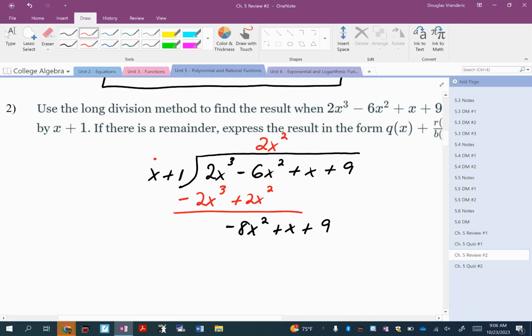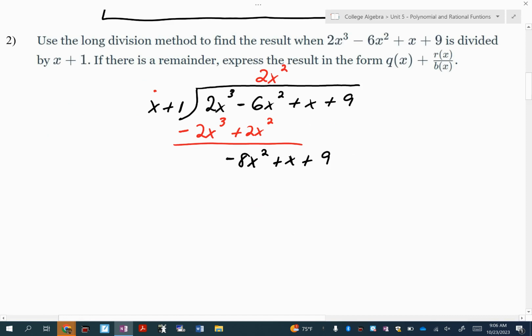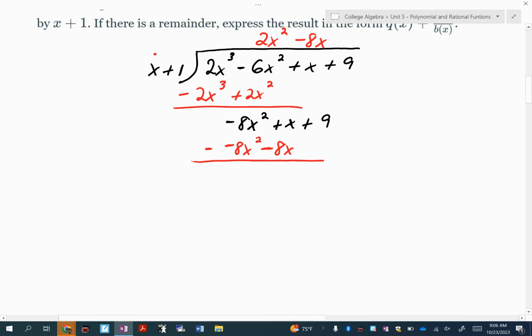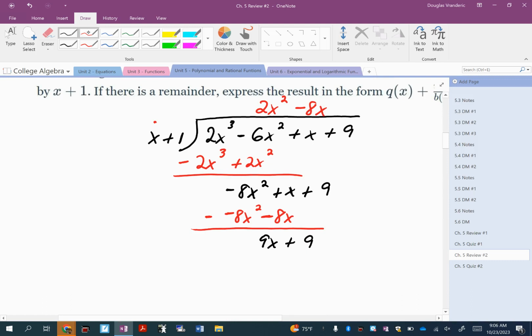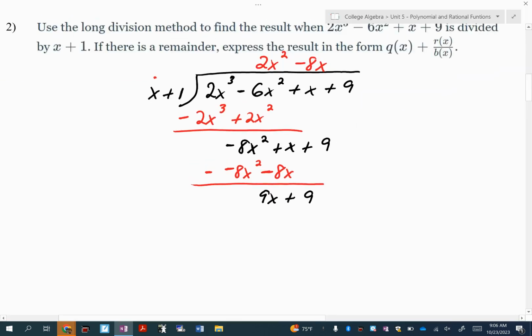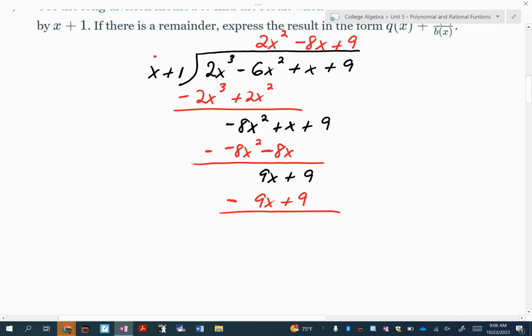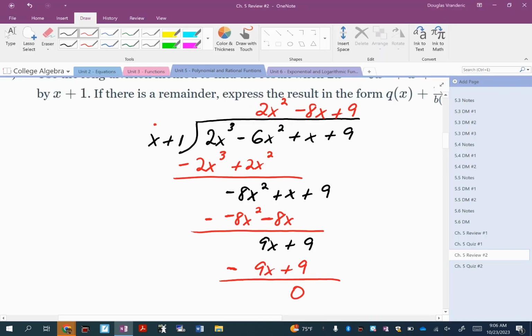Repeat. All right, so to get negative 8, I need to multiply by minus 8, and then x times x gives me x squared. Negative 8x times 1 is negative 8x. Subtract. You're left with 1x minus a negative 8x, which is really plus 8x. So that's 9x. And then repeat it. I need to multiply by 9. 9 times x is 9x. 9 times 1 is 9. When you subtract, you get actually 0 for both of these things. So you have no remainder.